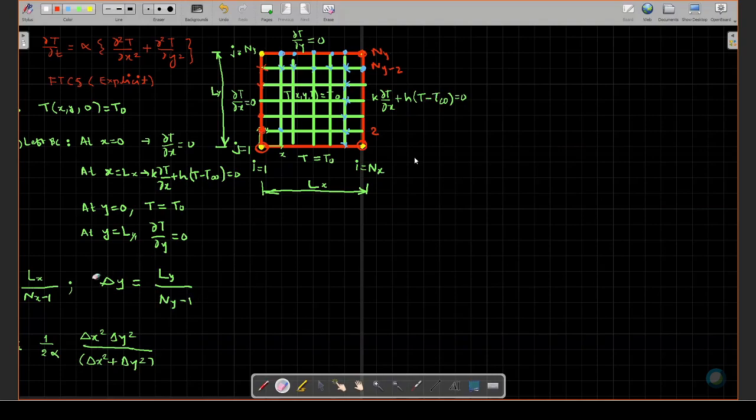So then we have 1, 2, 3, 4, 5, 6. So this one we have 6 delta x. So this will have to have nx. We'll have to say this is nx.